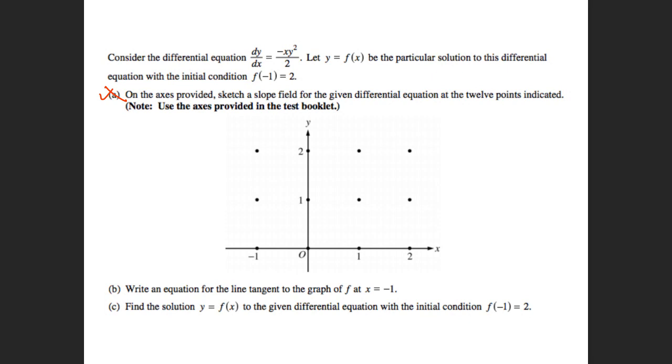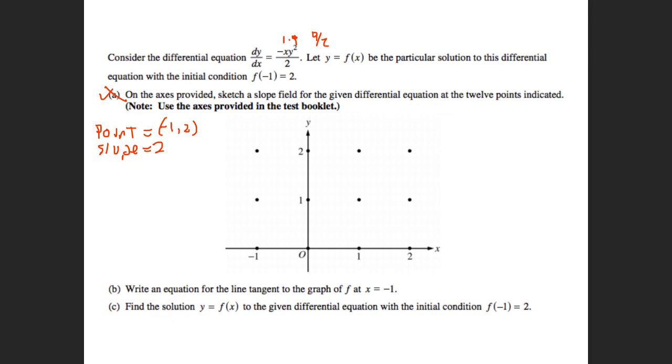Part B, it says write an equation for the tangent line of the graph. Usually it's something like this for part B. So how do I write an equation of a tangent line? I need a point and slope. Well, guess what? They gave me the point, -1, 2. And the slope, well, I'd plug it in here. I've got -1, so if I put it in here, -1, that's +1. If I put 2 in here, that gives me 4. So 1 times that's 4 over 2. So my slope is 2.